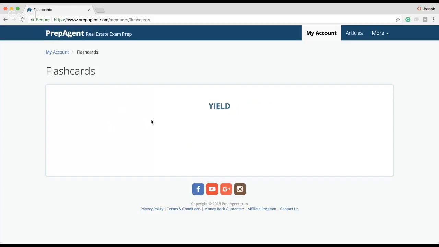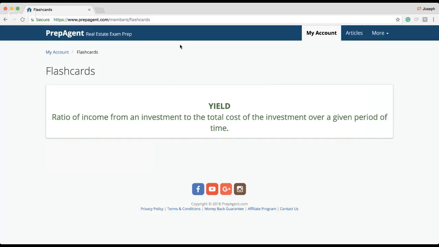Okay, yield. Yield is a ratio of income for an investment to the total cost of investment over a given period of time. It's the lender's profit, pretty much. The yield is the lender's profit on their investment. Good.